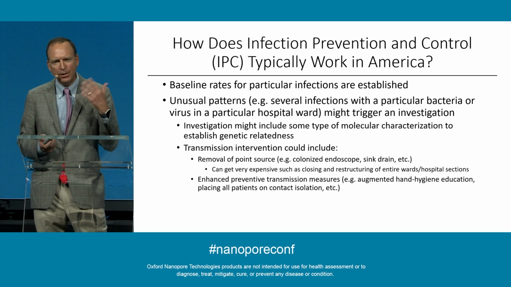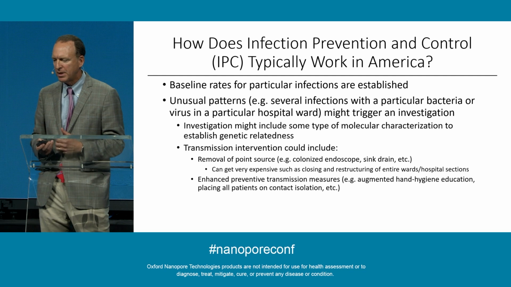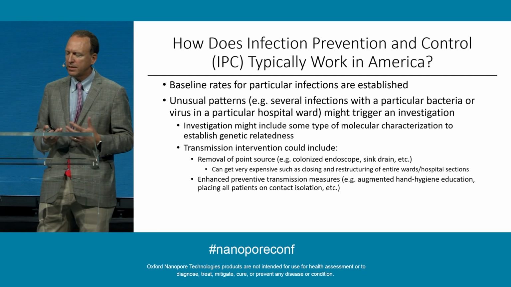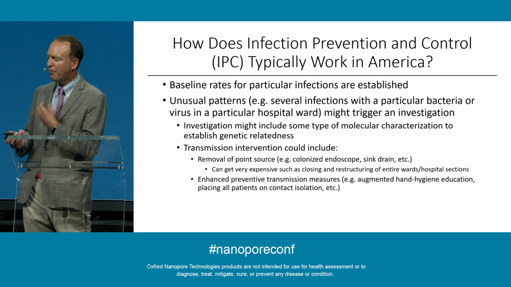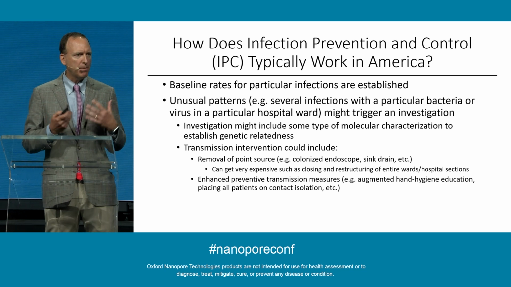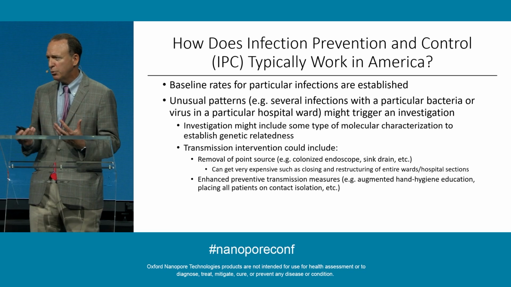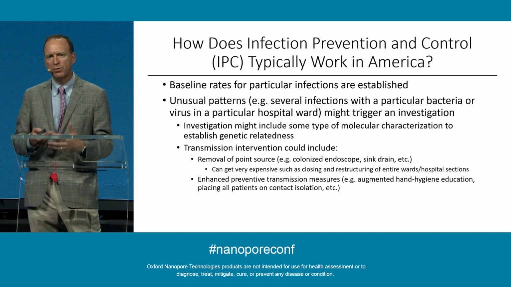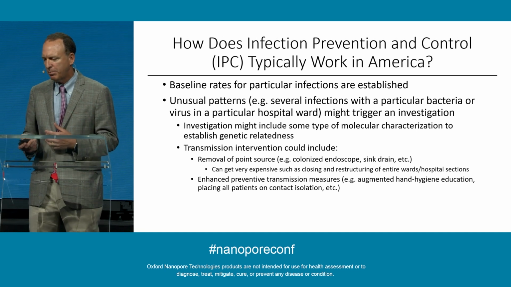We don't routinely do sequencing on every pathogen. The investigations might include some type of molecular characterization, and then the transmission interventions can be very serious. It could be as simple as removal of, say, a point source, like a contaminated endoscope from GI procedures or a sink drain. But when I was a fellow, we had a huge outbreak of Acinetobacter in our public hospital that had an ICU, and they had to eventually close down the entire ICU and rebuild it from scratch. So tens of millions of dollars can be at stake, in addition, of course, to the impact on patients' lives.